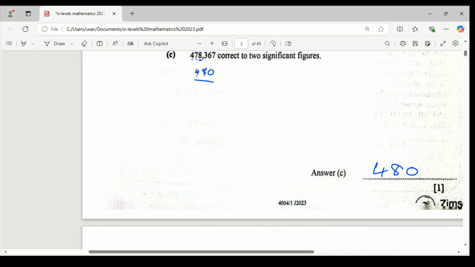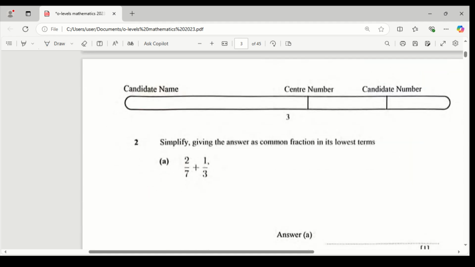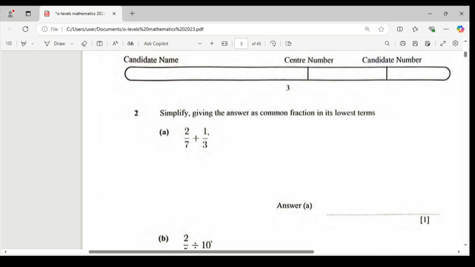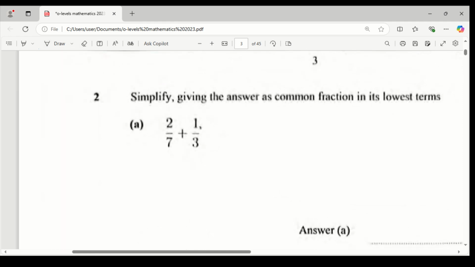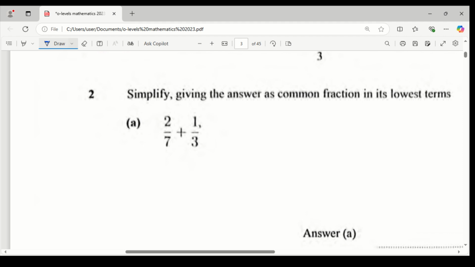480. We can move on to the next question, which is number 2. Number 2 is saying simplify, giving the answer as a common fraction in its lowest term. So the first thing that you do here, when you are simplifying fractions, right?